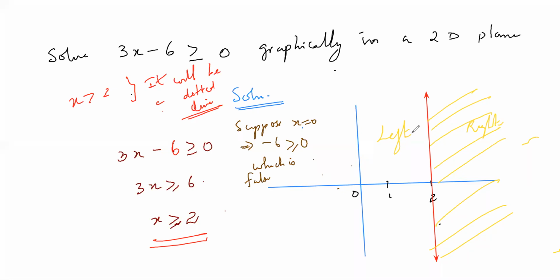Correct? So this is the same method we will be using in your class 12th to solve LPP or linear programming problems. Fine. So only remember one thing: if it is only greater than 2, instead of this thick line, I'll be drawing a dotted line. I'll be sharing many more examples than this.